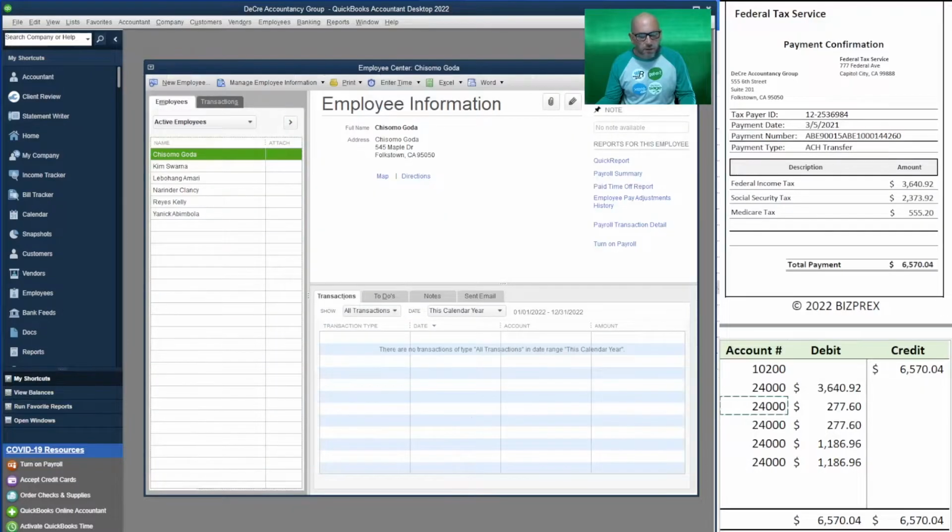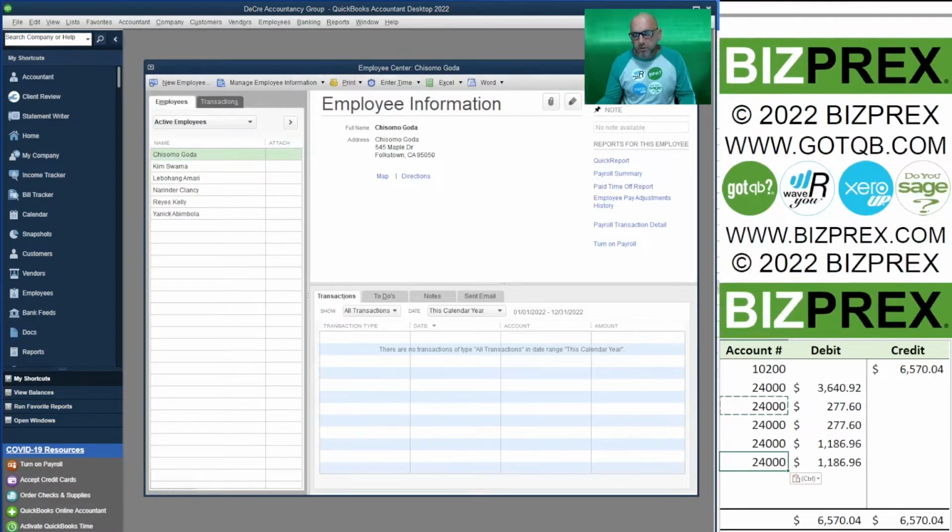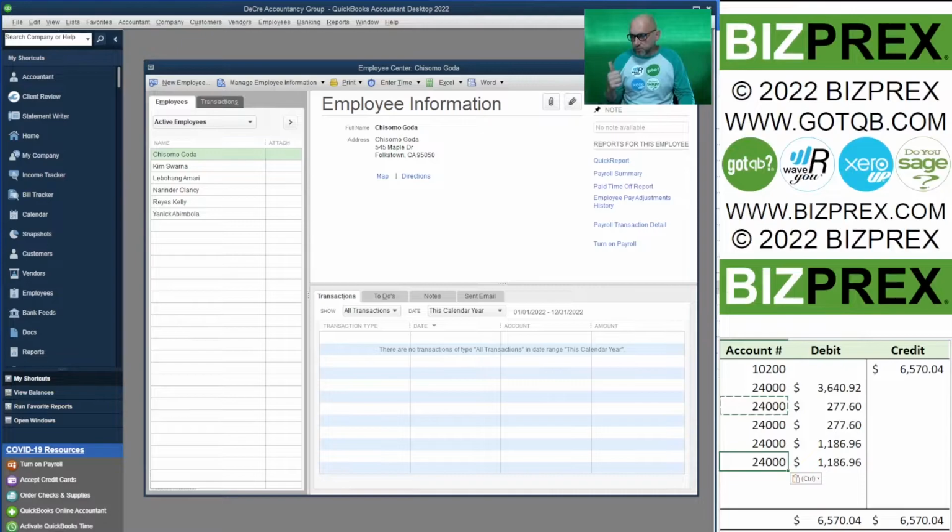Close. That's it, right? We processed our first payroll in March. We funded our payroll account, right? And we paid payroll tax liabilities. Done. That payroll is done. We have one more payroll in March that we have to run. Go ahead and run it.